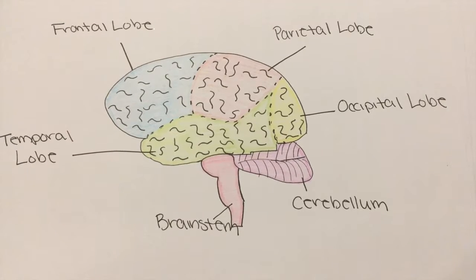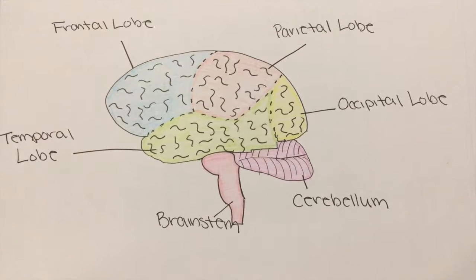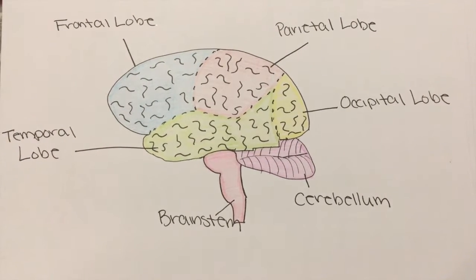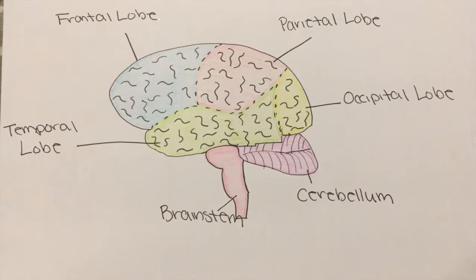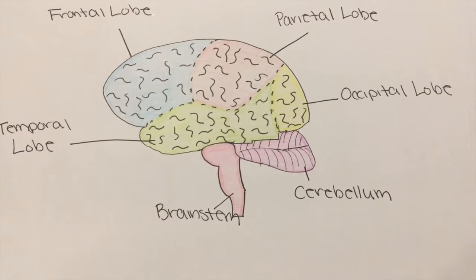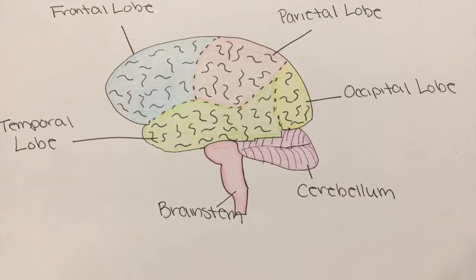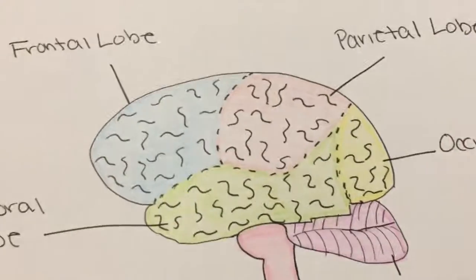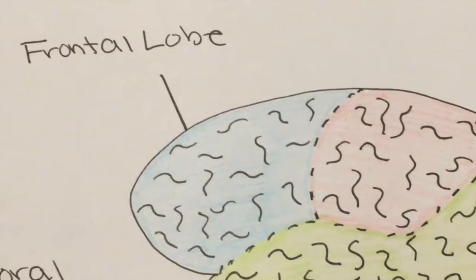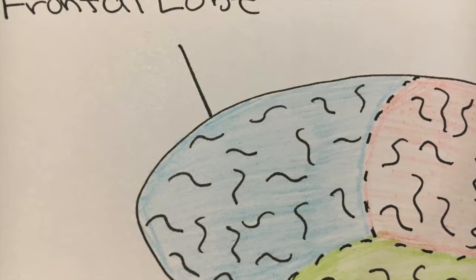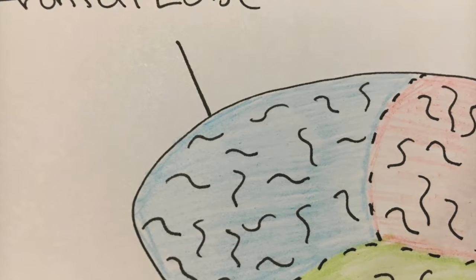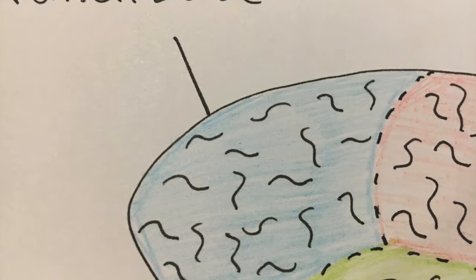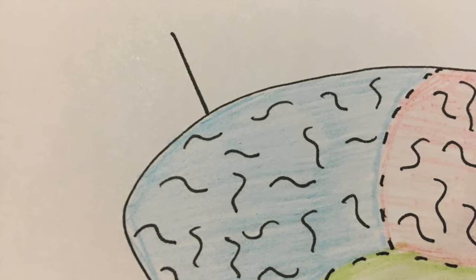This is another diagram of the brain. It explains the lobes. There's the frontal lobe, the parietal lobe, the occipital lobe, and the temporal lobe. The brainstem and the cerebellum are also present in this picture. The frontal lobe. It controls your personality, suppresses socially inappropriate behavior, predicts consequences of actions, and plays a big role in the choice between good and bad actions.